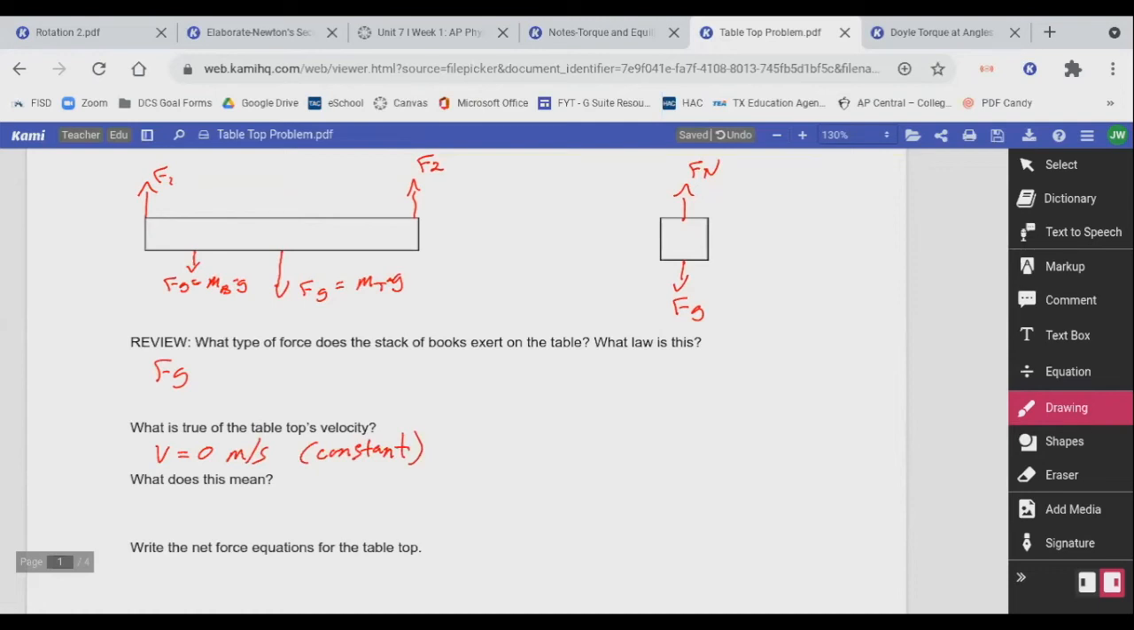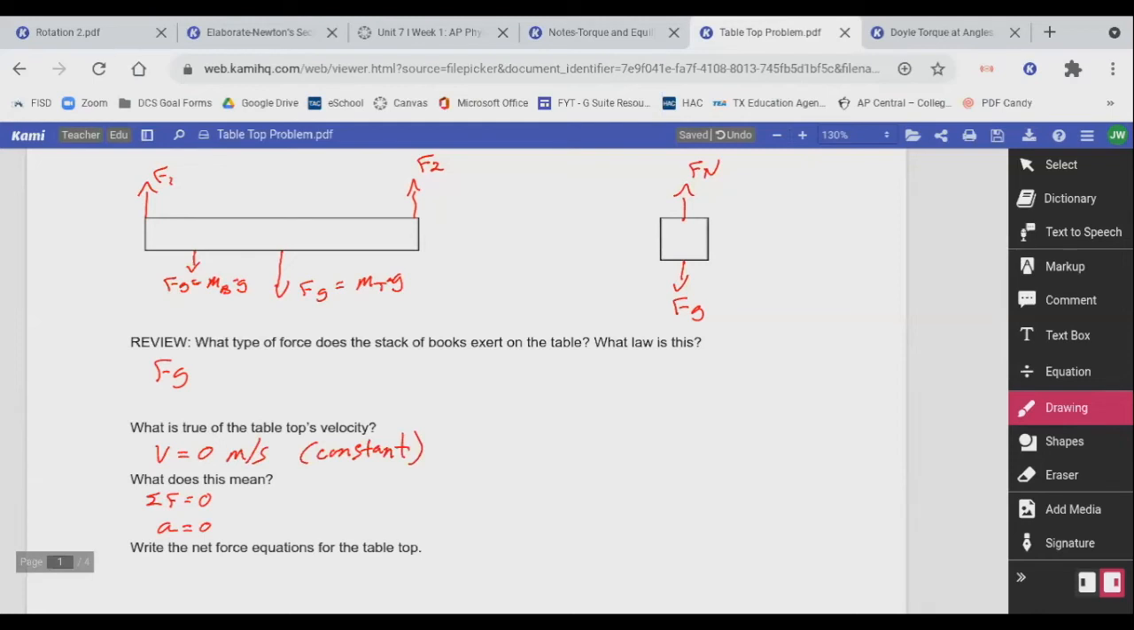And so the next question says, what does that mean? Forces are balanced. Yeah, the forces are balanced. So let's say the net force equals 0. And we can say that that means acceleration equals 0.